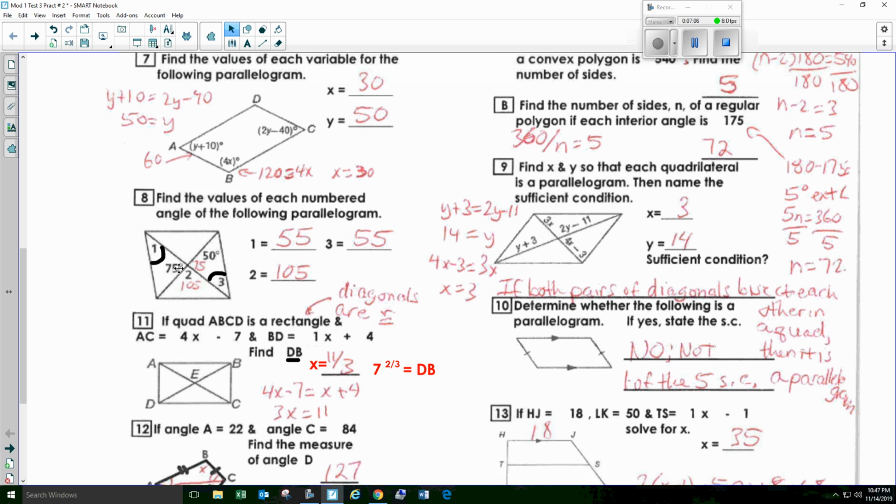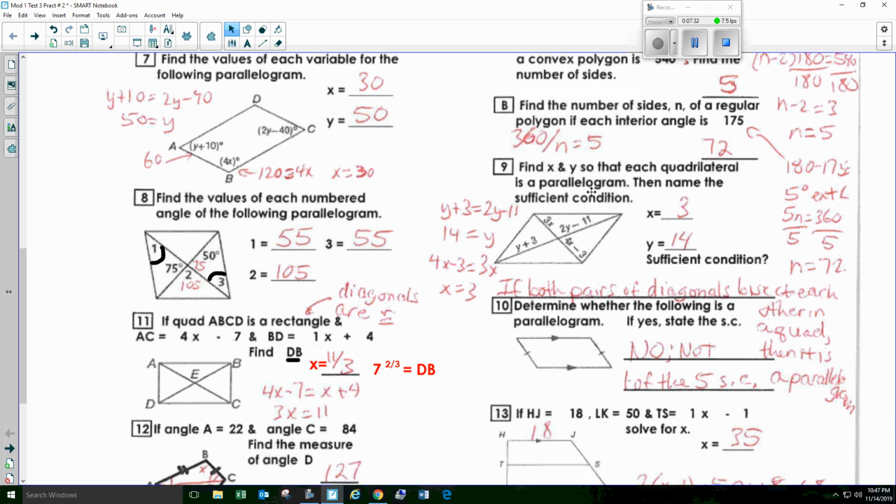Well, 75 and 2 form a linear pair. That's easy enough. So 2 is 105. And of course, then we have a linear pair this way, or vertical angle theorem right here. So now we have 75 and a 50 is 125. Well, these three angles make a triangle. So 125 from 180 is 55 degrees. So that's angle 3, and therefore it's also angle 1, AIA.